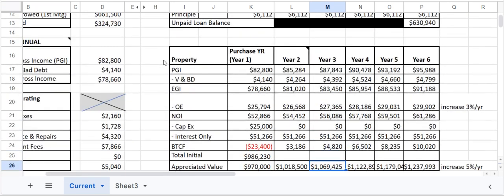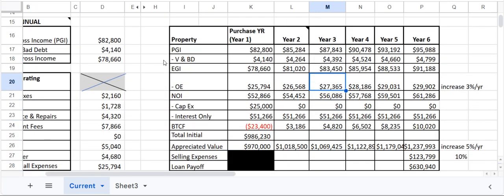When I scroll down, this is now taking the next six years, as what it looks like on an annualized basis. So again, 78,660 was my effective gross income, increasing it by 3% every year. All I really need to do, as I mentioned to you before, is just change that 3%, and by doing that, all the other numbers will change with it.